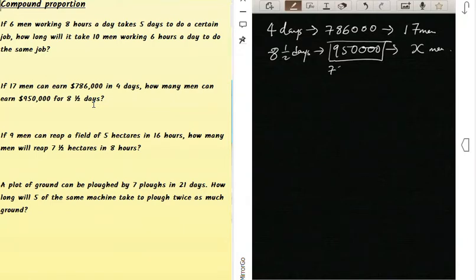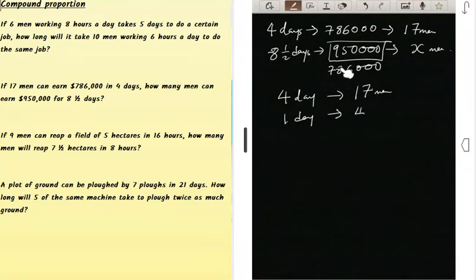So let's put this $786,000. In that case, this and this are now constant. You can see, so we can ignore them or cancel them out. So our new statement will be this: in 4 days, 17 men earn this amount, $786,000. In 1 day, more men will earn that amount, so we'll have 4 times 17. In 8.5 days, fewer men will earn that same amount.